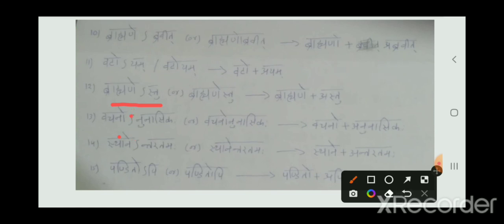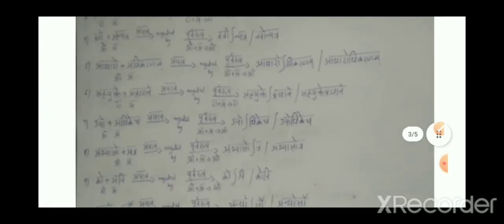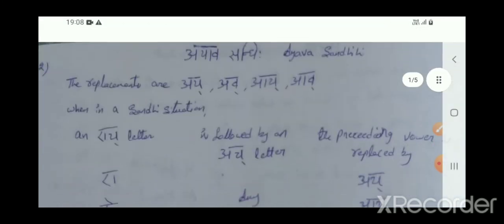That's why here, Vachano plus Anunasika. Now A will be dropped off. Vachano 'nunasikaha. This is the final form. It's very simple. It's easier than the first two sandhis. This is an exception to Ayava Sandhi. We'll see the definition once again.